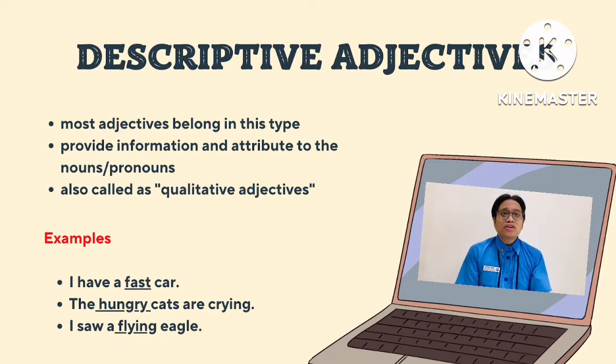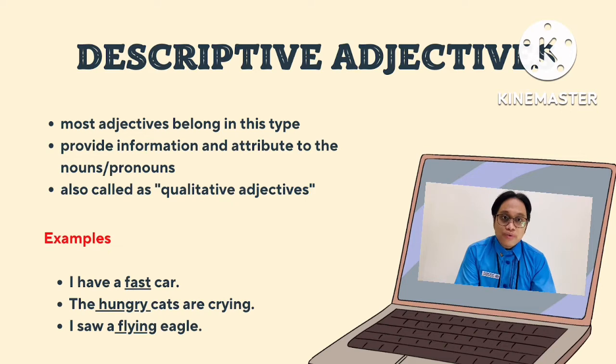It is also called qualitative adjectives because it gives description to our noun or pronoun, and it also refers to or describes the quality of the noun or pronoun. So we have different examples here. The first one is, I have a fast car. So the adjective used in that sentence is fast, which describes the noun car. The car there is the noun, and the adjective used to describe it is fast.